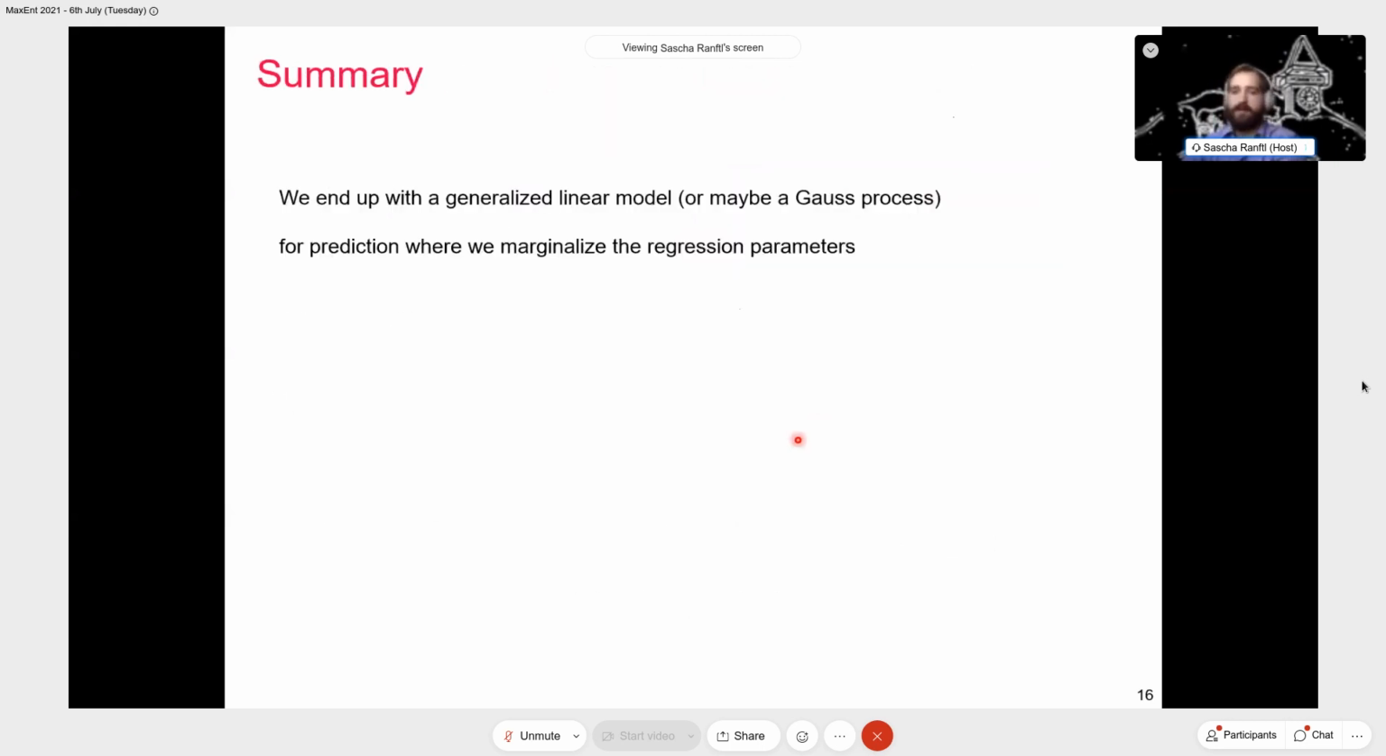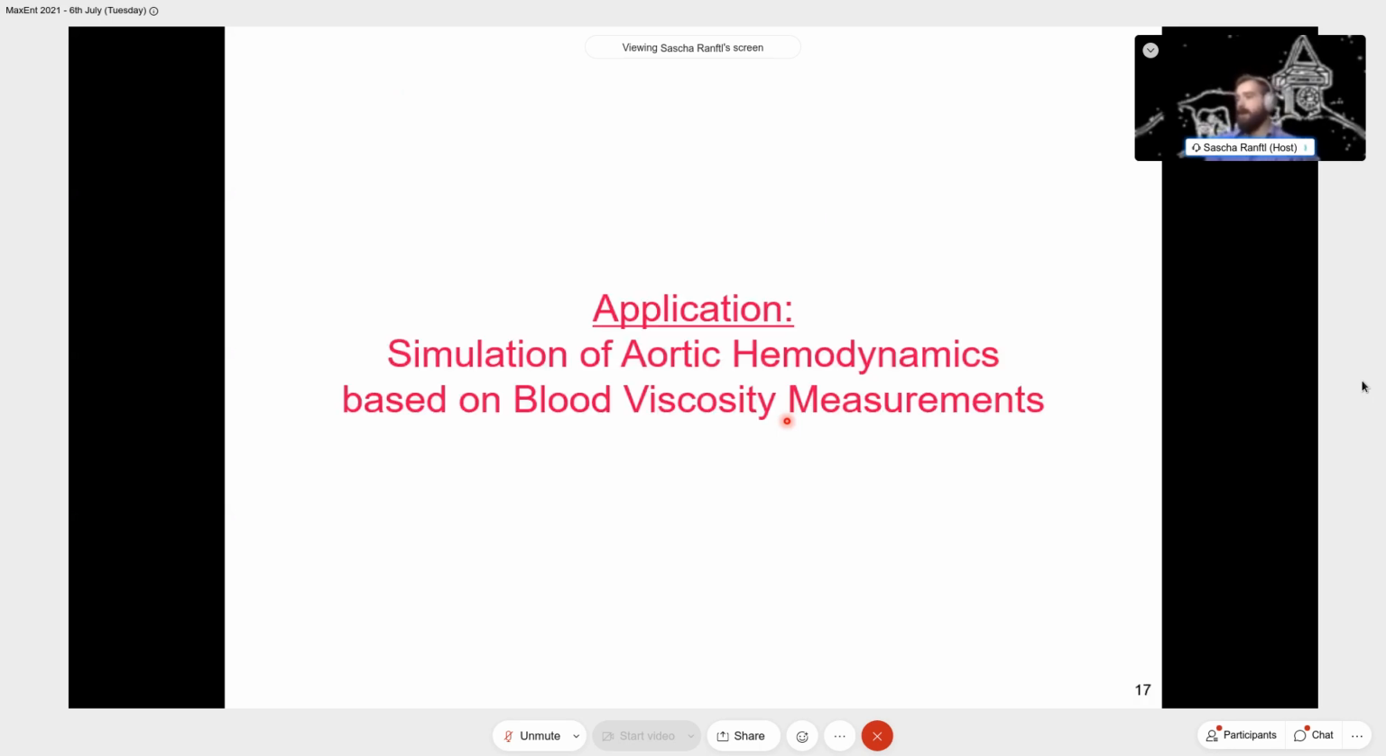Okay, so the immediate summary. What we did is we ended up with a generalized linear model, or a Gaussian process, which is also possible, for the prediction where we marginalize our regression parameters. So that's the summary in one sentence. And I now have roughly 1 minute and 20 seconds to show you an example of a computer simulation where we apply this.